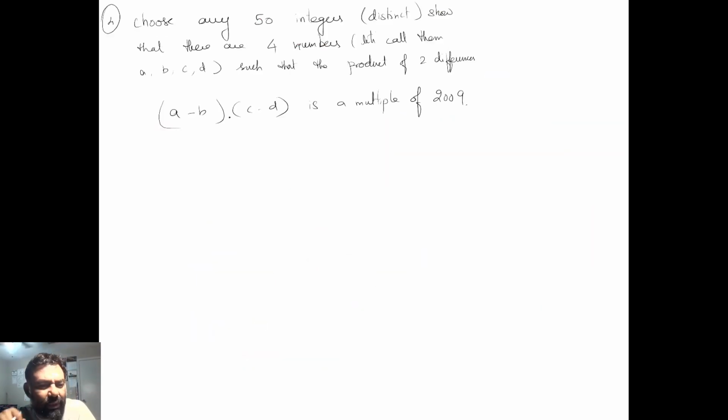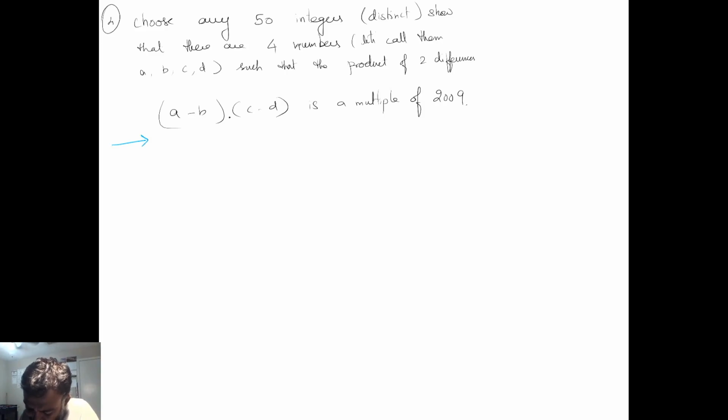Oh, I think we did this one in class, so I'm going to be a little fast in this one. The question asks you to show that if you choose any set of 50 numbers, there are 4 numbers such that the product of 2 differences is a multiple of 2009. Okay, yeah, now I remember this question actually.